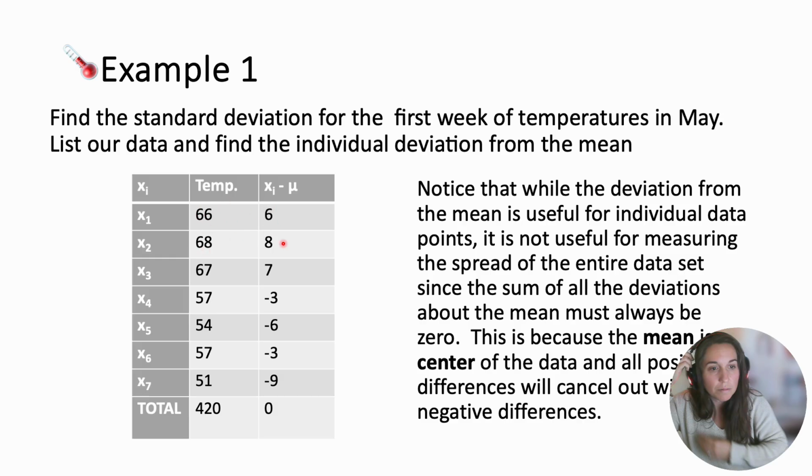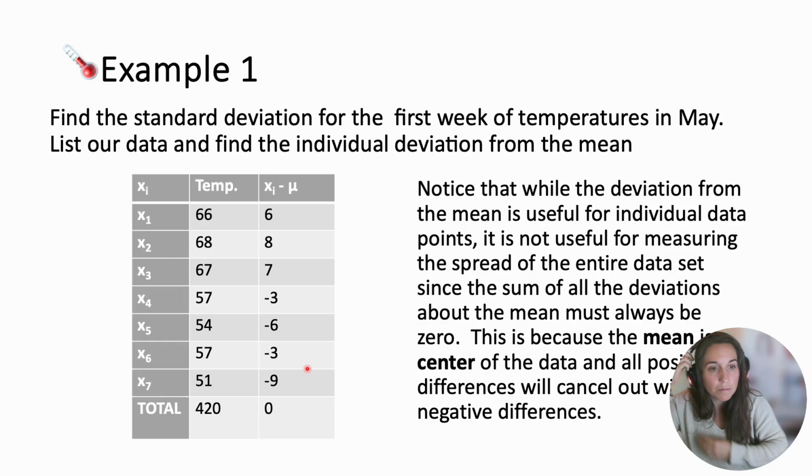68 minus 60, we get 8, and so on and so forth. And notice some of these are positive and some of these are negative, okay? If it's positive, all that means is that our data point was above the mean. If we get a negative value, that means that our data point was lower than the mean, okay? So notice that when we add all of these deviations about the mean, they add to 0.